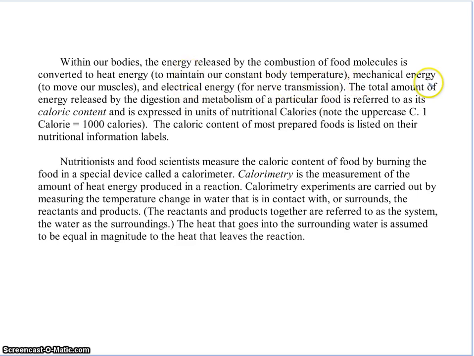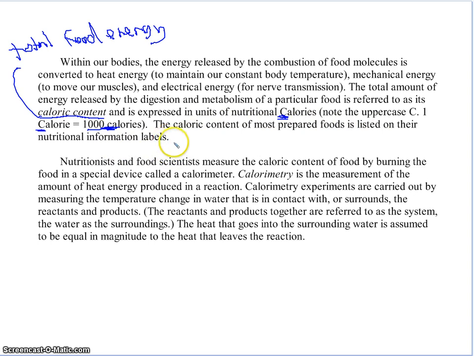So lots of energy. The total amount of energy released by the digestion and metabolism of a particular food is referred to as its caloric content. So that is total food energy, and is expressed in units of nutritional calories. Uppercase C, not the lowercase c. 1 big C calorie equals 1,000 little c calories. The caloric content of most prepared foods is listed on their nutritional information labels, as it is on Cheetos. None of you read it, though.